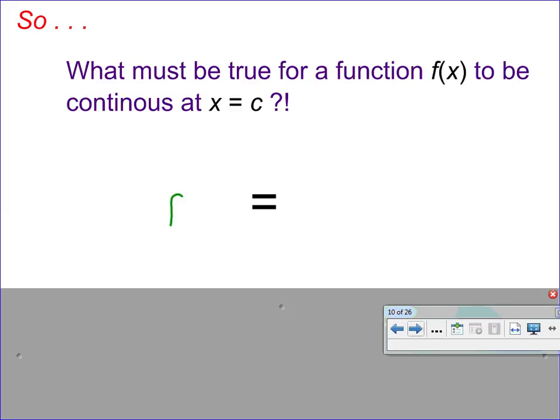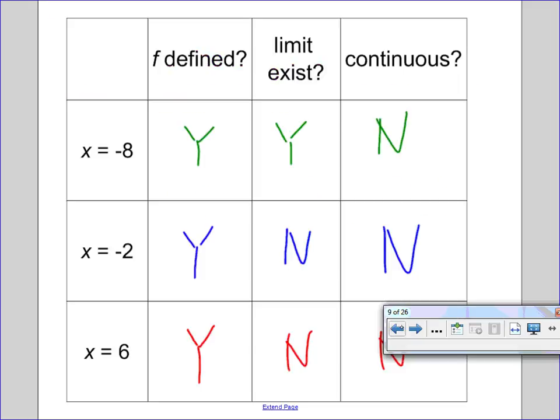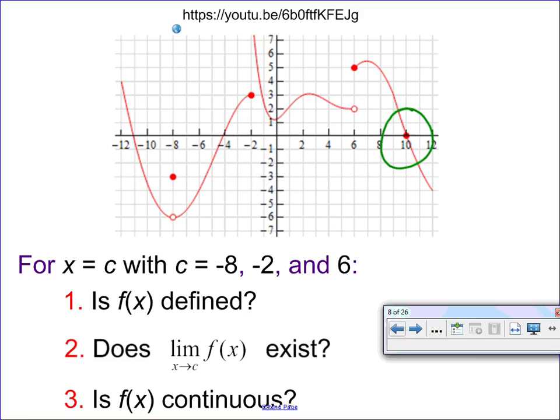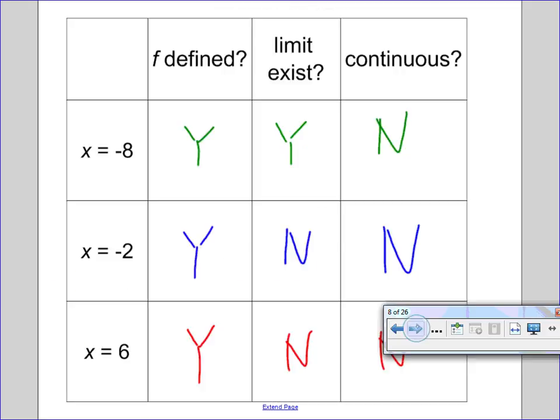C is the equal limit as x approaches c. Perfect notation, perfect letters, raise your hand if you had that. So the limit of f of x as x approaches c has to equal the value of the function at x equals c, and that takes care of x equals 10. Here we have a continuous function. The overall limit exists because the left-hand limit matches the right-hand limit. It equals the value of the function, right? The function is defined there, and so we're good to go.